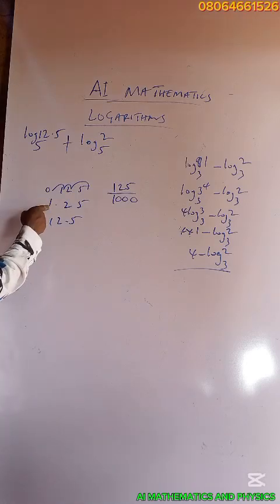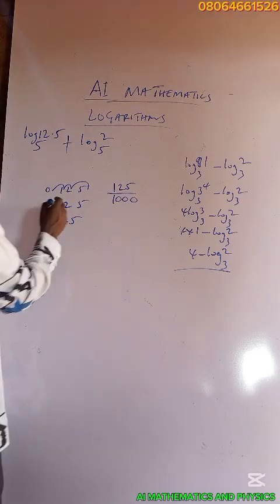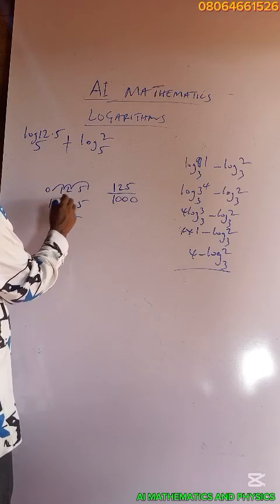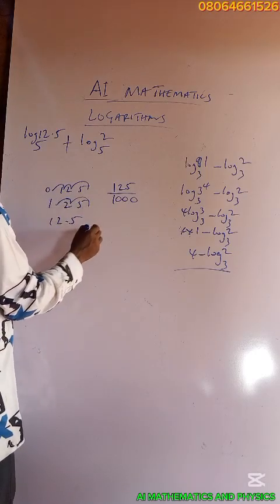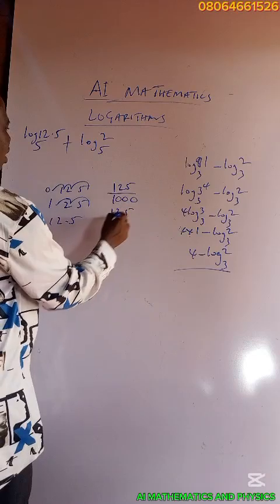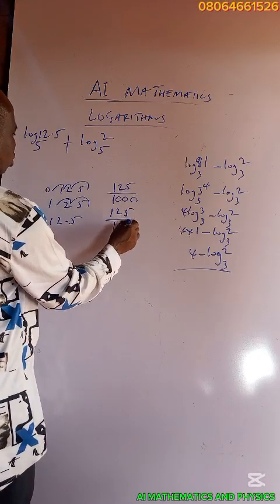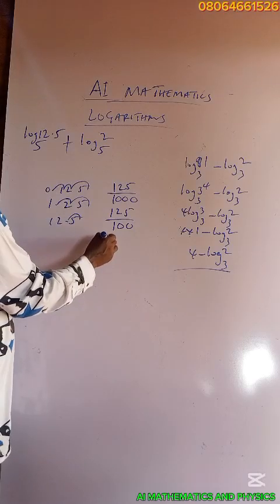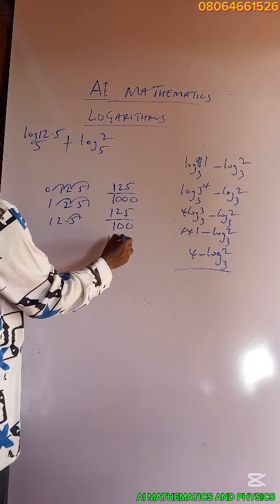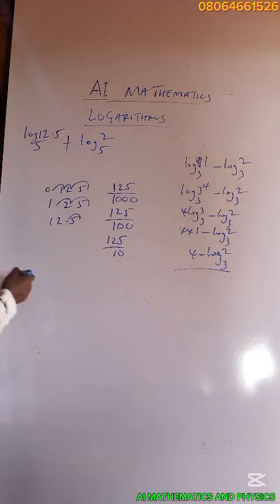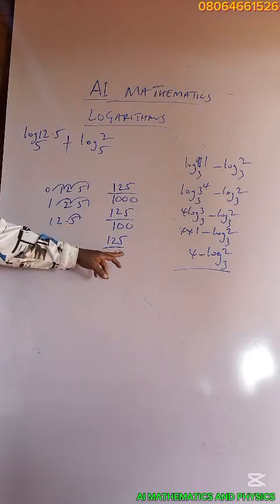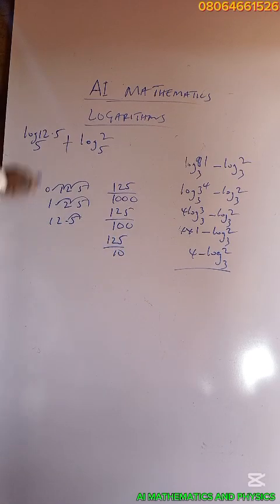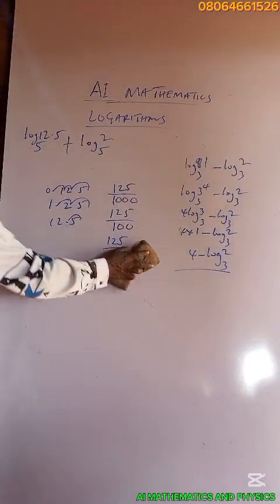Forget about this. Start with this. You want to bring the point here. That's 1, 2, 5 divided by 10, just 1 and 0. That's 125 divided by 10. I think you understand the way that is done. You can see that the one we are looking for is 12.5, which is 125 over 10. If we use your calculator, you still get 12.5.